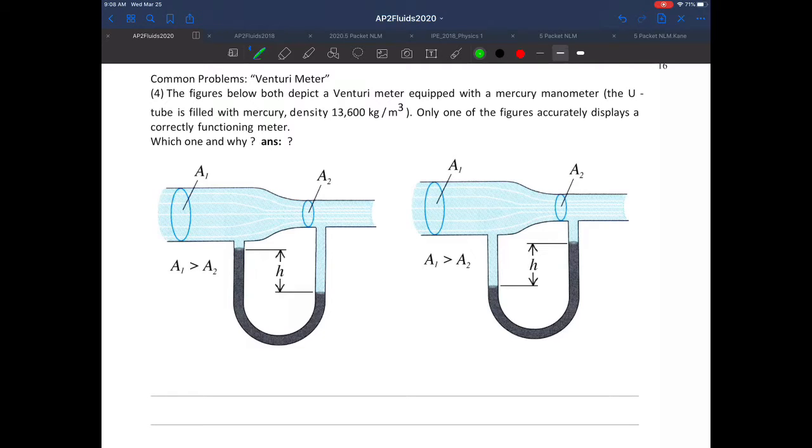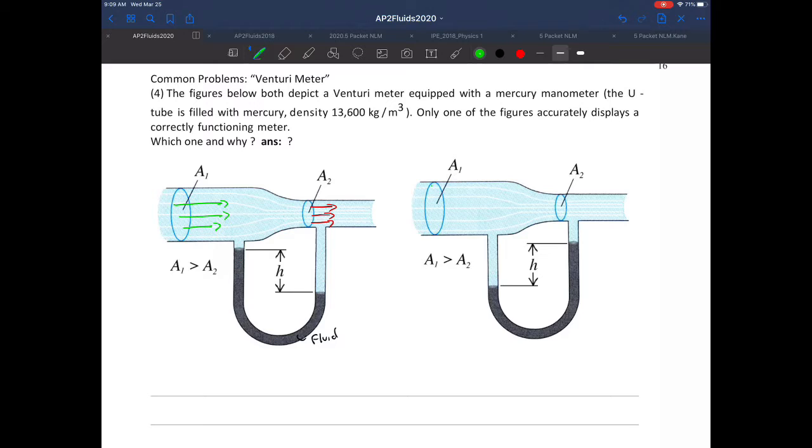This question is asking which of these two pictures would show the correct situation. This is called a Venturi meter. There's some sort of airflow on top here, and the airflow gets constricted to a smaller region here. Then at the bottom, this stuff is a fluid, and a fluid has a much larger density than the air.